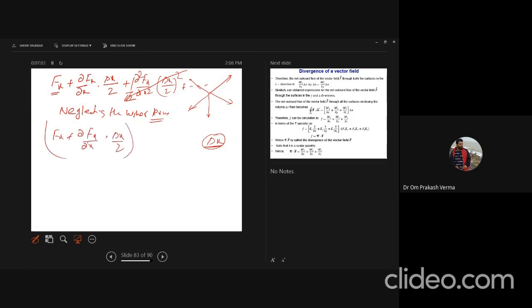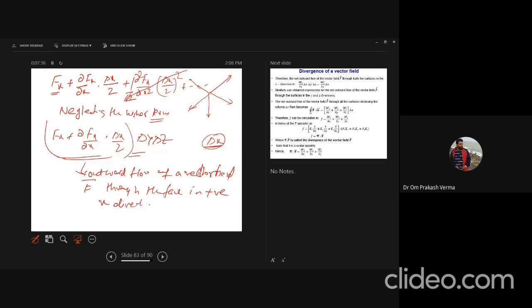This is near about the volume. So what was the volume? The change happening here is what? The variation is only in the x, however delta y and delta z remain the same. So in this volume, the outward flow of a vector field F through the face in the positive x direction, how can we calculate it? Yes or no? We can calculate the outward flow of the vector field through this positive x direction in this volume, right?